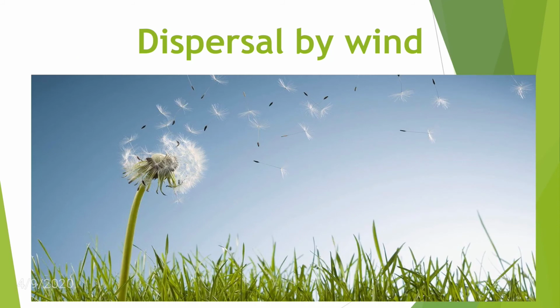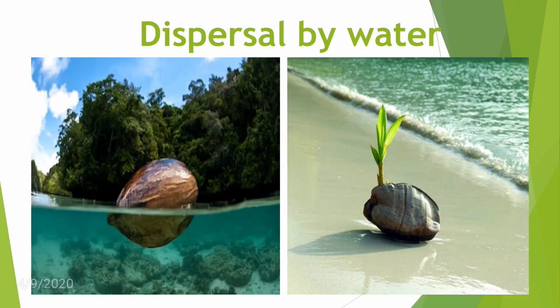Dispersal by wind. Some seeds are blown away by wind. These seeds are very light and have a tuft of hair or wings. Cotton seeds have hair and pine seeds have wings. Wind takes such seeds to far off places.